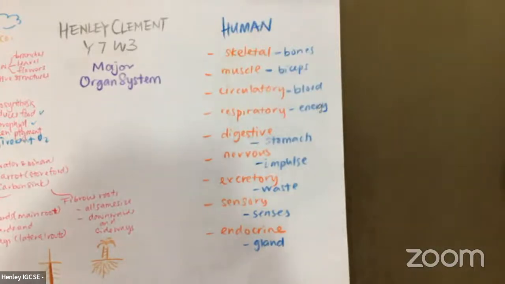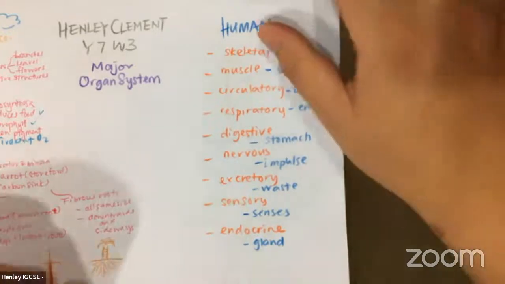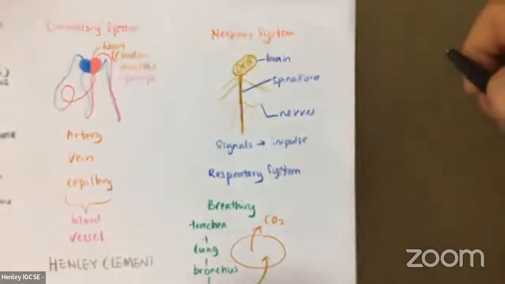Excretory means getting rid of waste, body waste or toxins. Sensory system means to sense the surroundings and respond to them. And we have endocrine. Endocrine, later I will show you. This is to maintain our internal system, our inner system.